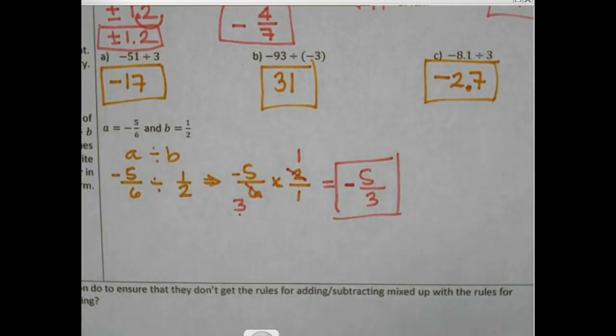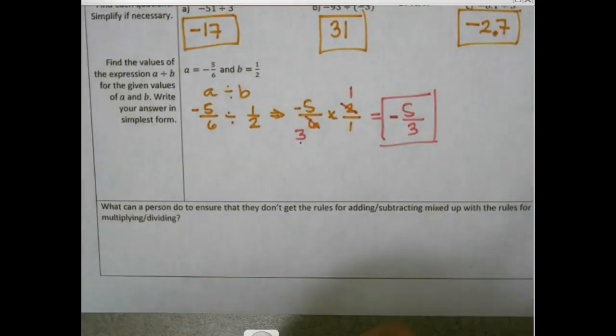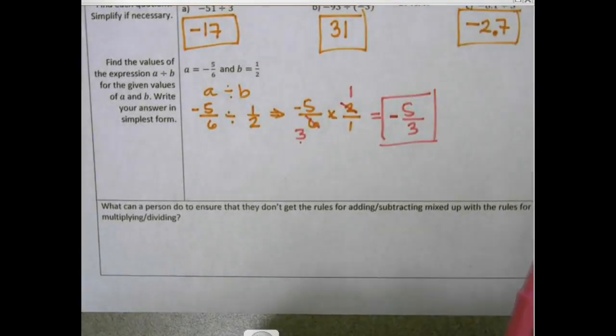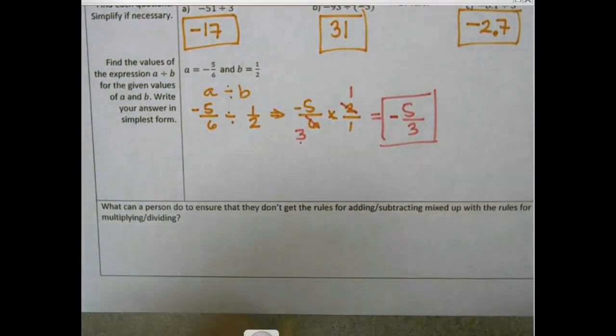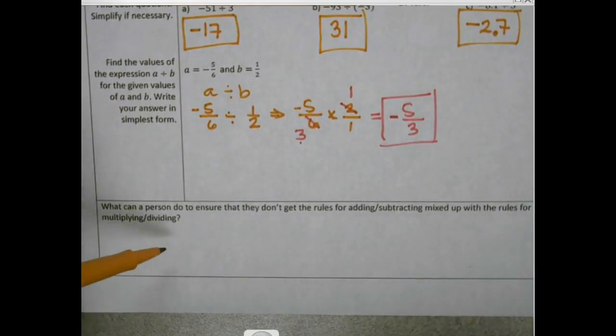All right, so your question following this video, because this was a short one, is what can a person do to ensure that they don't get the rules for addition and subtraction mixed up with the rules for multiplying and dividing, like I just did. Don't get those mixed up. Give me one good solid tip that you would pay forward to somebody else for knowing the difference of these two rules.